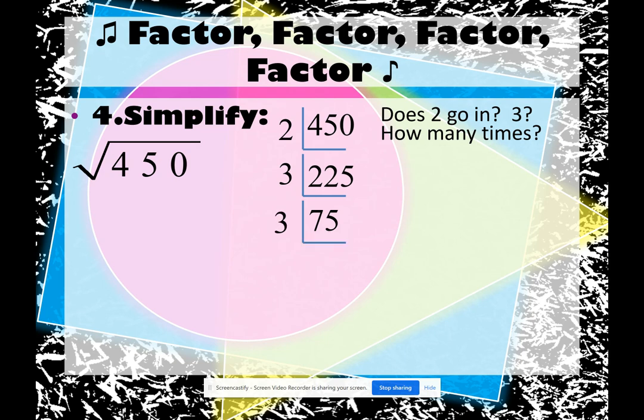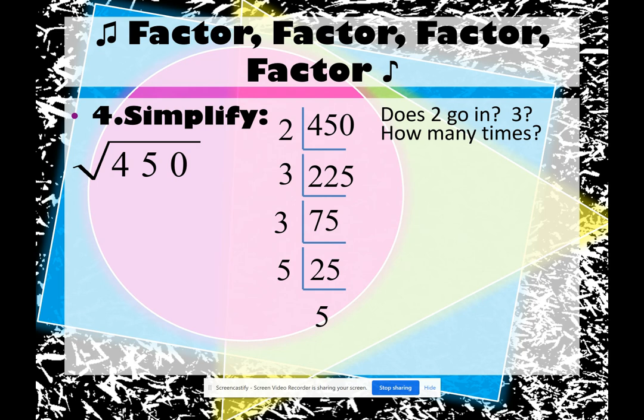And then 75 is 3 and 25. And then let's break that down again. 5 and 5. Okay, so again, if you want to grab your calculator, I have mine here. 5 times 5 is 25, times 3 is 75, times 3 is 225, times 2 is 450. Okay, so I'm good to go.